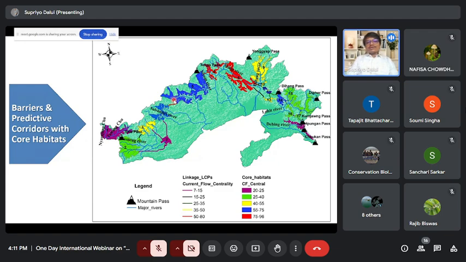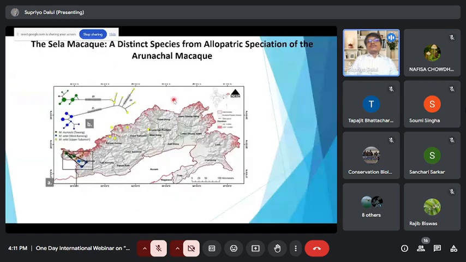So now I'm going to discuss a few of my colleagues' works on the population genetics aspects. So first of all, I should explain this work on the Sela macaque, because this is very interesting. So Dr. Abhijit Ghosh, my colleague, and we started our PhD together. So he was working on Arunachal macaque and I was working on red panda.